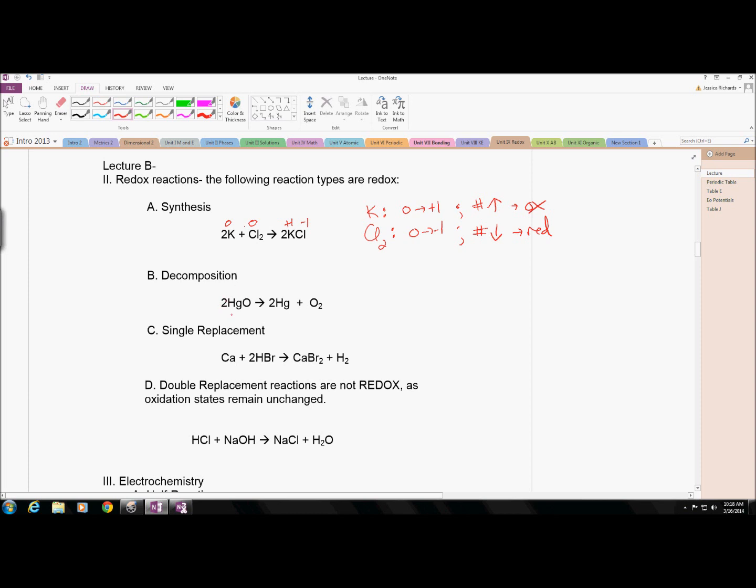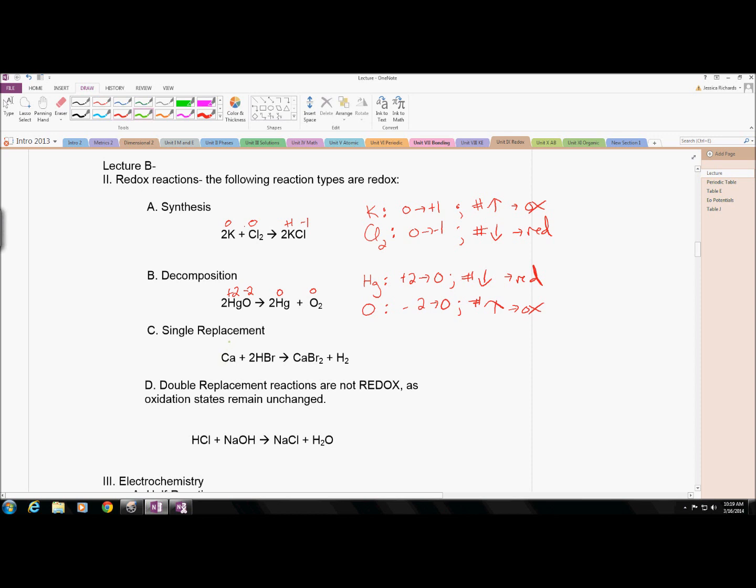Decomposition. Here we have mercury oxide. We need to know which mercury this is. There's mercury 1 and mercury 2. Oxygen, when it's in a compound, is almost always -2, which makes this mercury +2. Pure mercury 0, pure oxygen 0. Mercury goes from +2 to 0, so his number has gone down. That is reduction. Oxygen's number went from -2 to 0, so his number went up. Remember, negative to 0 is up, so the oxygen has been oxidized, and again, this is a redox reaction.